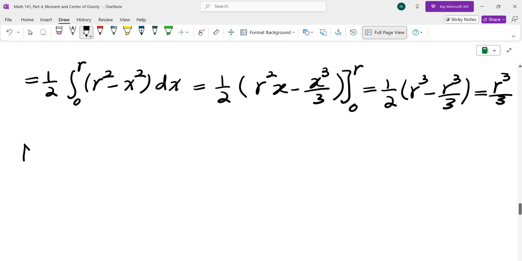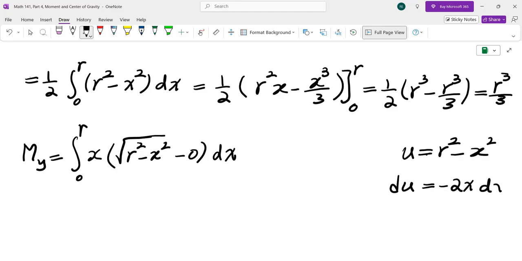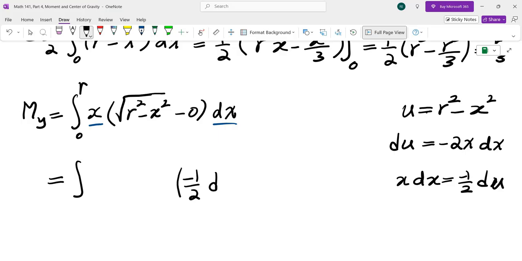Now we have to find m sub y. M sub y is the integral from 0 to r again of x times f of x, which is root r squared minus x squared, minus g of x, which is 0, dx. Now this one requires a u substitution, so we do u equals r squared minus x squared. We get du equals negative 2x dx. So x dx is negative 1/2 du, which I can replace here.